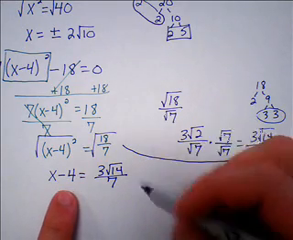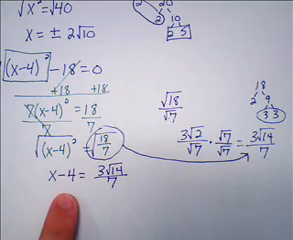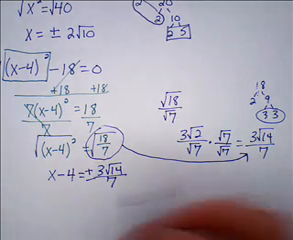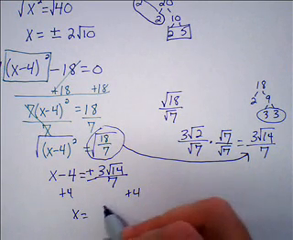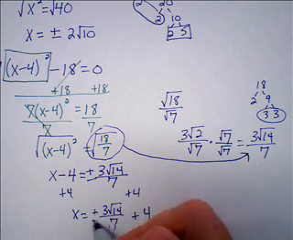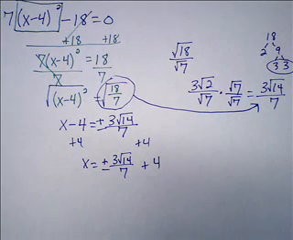So that's a rather challenging problem, only because you had to simplify this right here. But everything else is very similar, and again, it should be plus and minus. Add 4 to both sides, and you have your answer. Okay? So that's a rather challenging problem. If you can do it, you're in good shape.